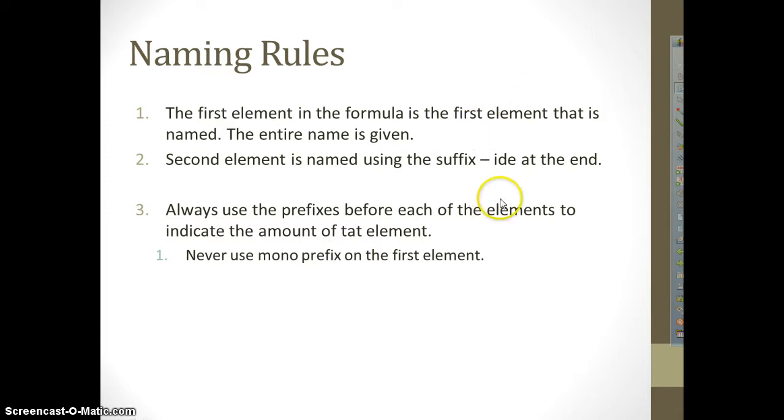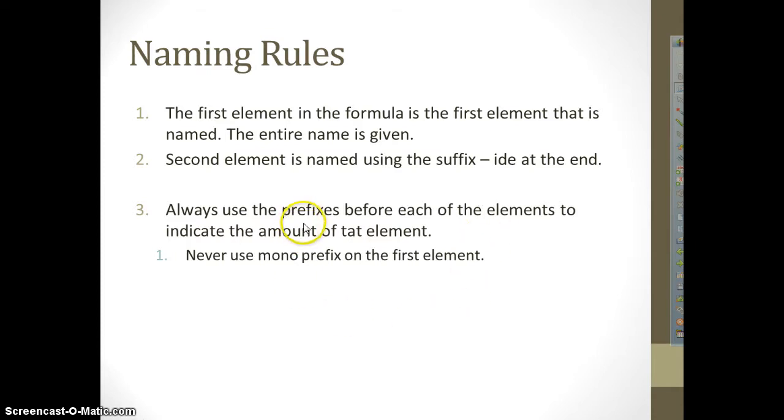But then we also have to put this "-ide" suffix at the end. So for example, if I had 2 chlorine atoms or ions in a covalently bonded molecule, I would say dichloride. Di indicating there would be 2, that's the prefix. Ide indicating it's not chlorine as the atom, but ide as an ion.